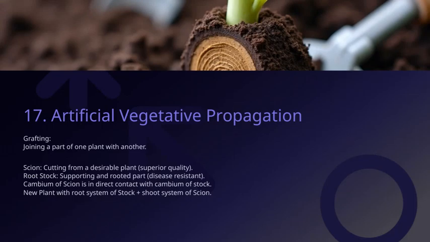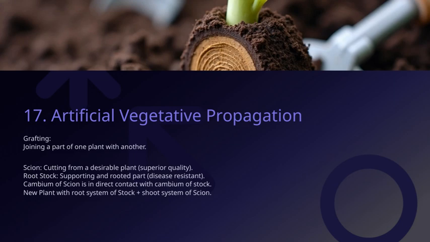Let's take a closer look at grafting, which is a fascinating technique in artificial vegetative propagation. When we graft, we're essentially joining two different plant parts to create a new, functional plant. The key idea here is that the scion is taken from a desirable plant, one that has superior qualities like better fruit, flowers, or growth habits. The root stock, on the other hand, provides the support and a strong root system, often chosen for traits like disease resistance or adaptability to soil conditions.